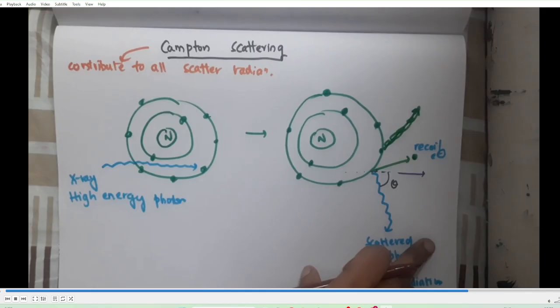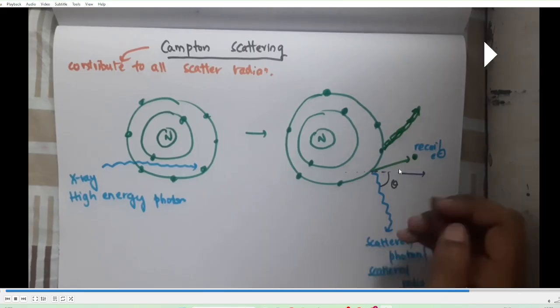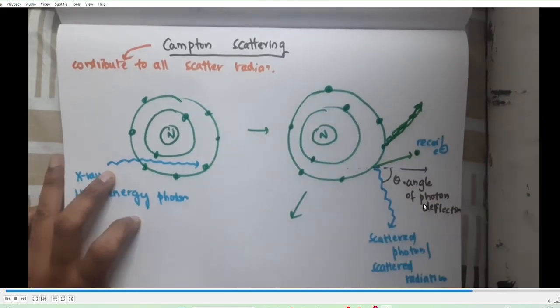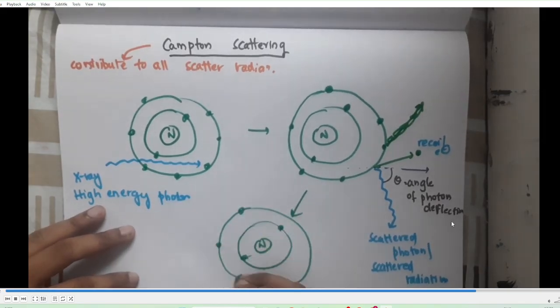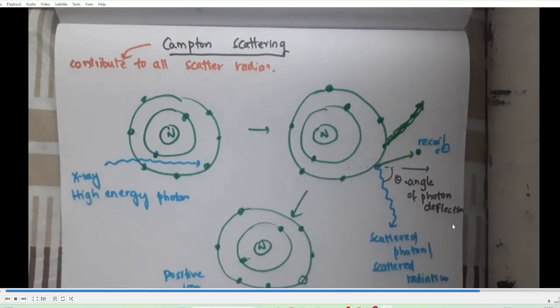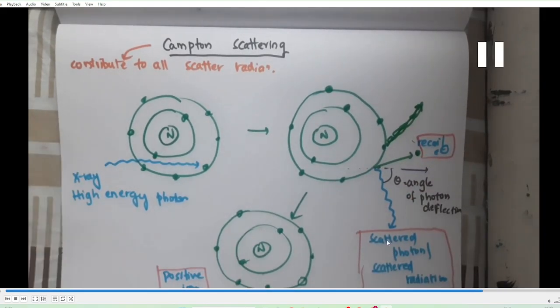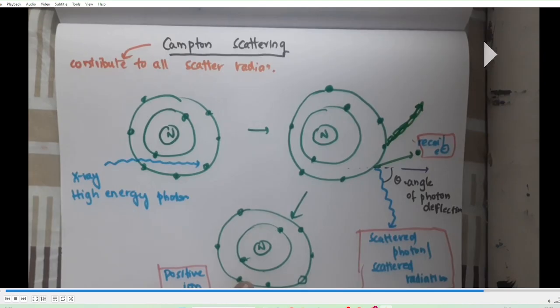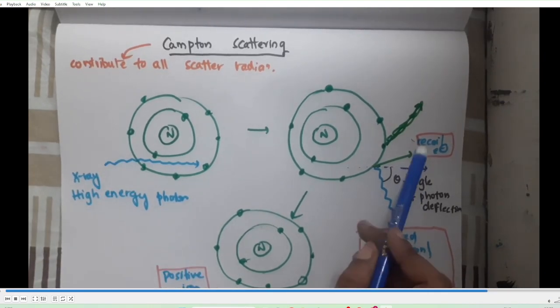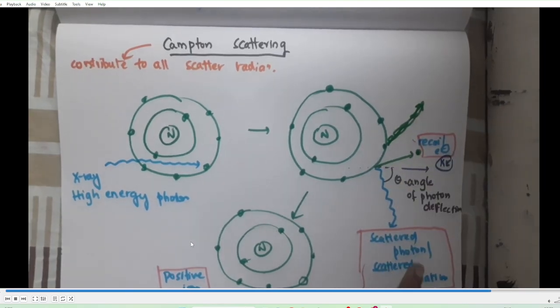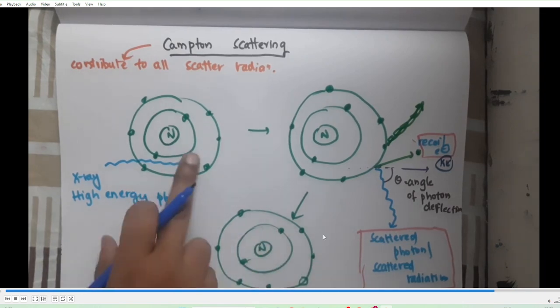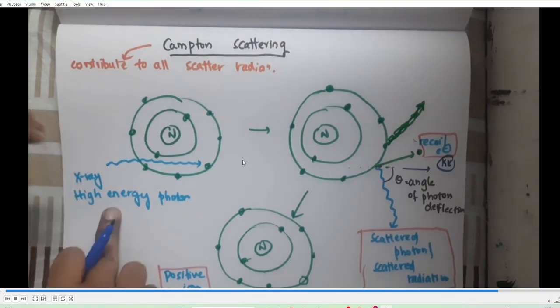There are two factors which determine the amount of energy that the photon retains: the initial energy, and the angle of deflection. This angle of deflection is theta, the angle of photon deflection. So in the Compton reaction, we have a recoil electron, a scattered photon, and a positive ion. We have learnt about the energy difference also.